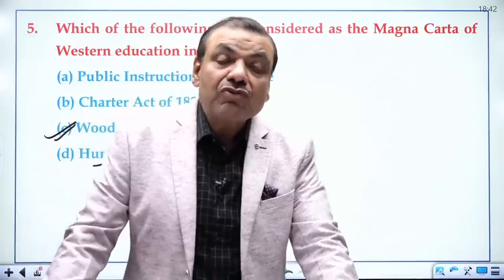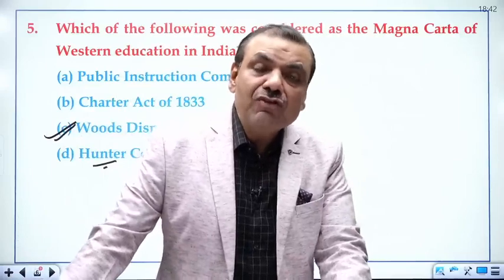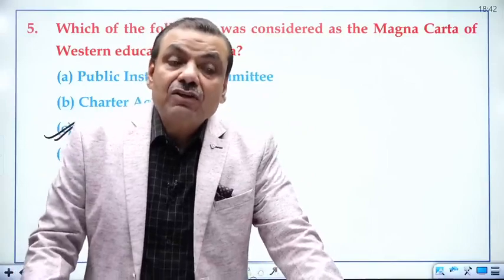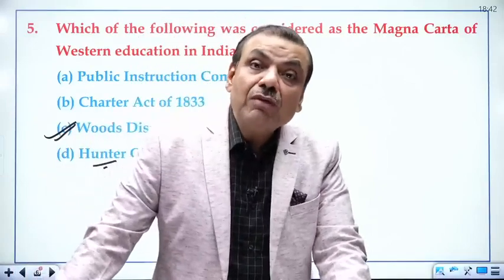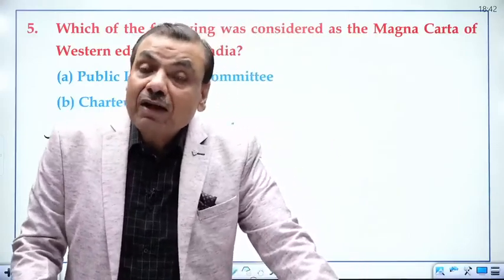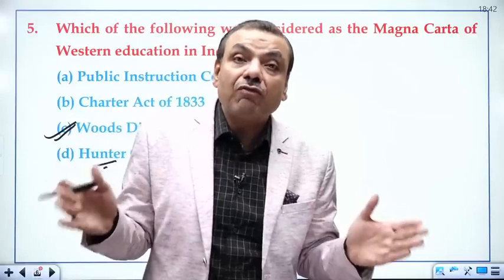John was compelled by his own nobles and some members of the middle class to sign their memorandum of rights. So the memorandum of rights was the Magna Carta. So Magna Carta is symbolizing the memorandum of rights.